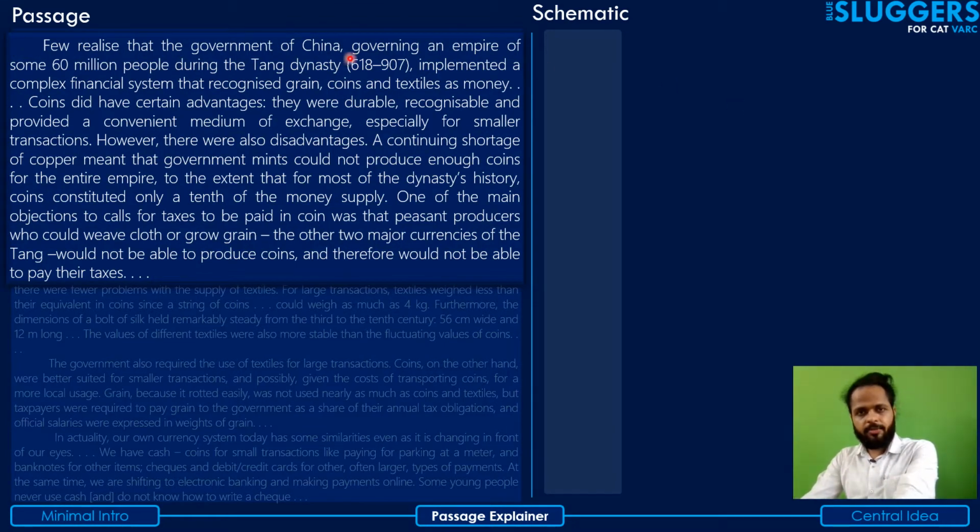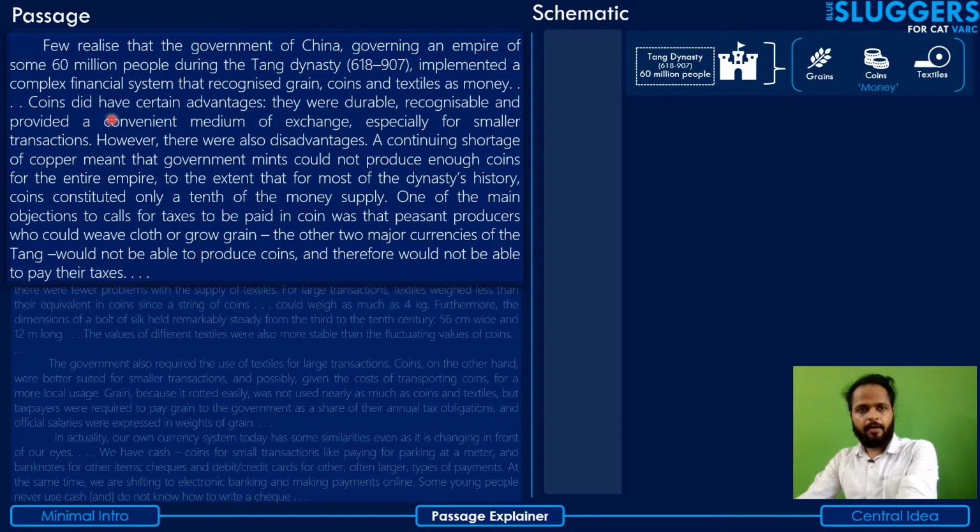Few realize that the government of China, governing an empire of some 60 million people during the Tang dynasty, 618 to 907, implemented a complex financial system that recognized grain, coins, and textiles as money. Coins did have certain advantages. They were durable, recognizable, and provided a convenient medium of exchange, especially for smaller transactions. However, there were also disadvantages. A continuing shortage of copper meant that government mints could not produce enough coins for the entire empire. To the extent that for most of the dynasty's history, coins constituted only a tenth of the money supply.